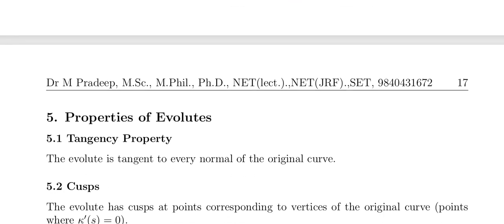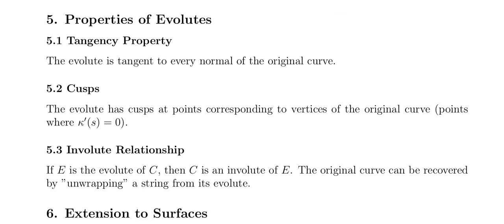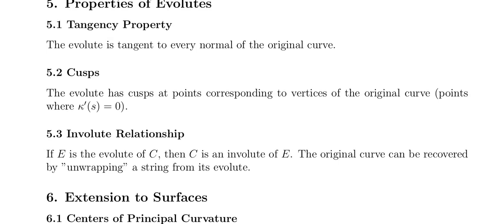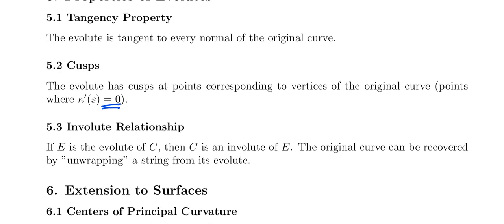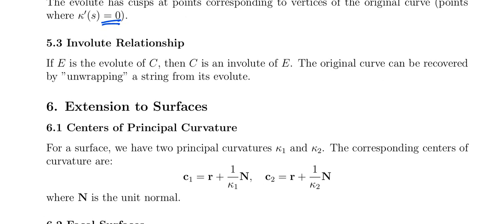And properties of evolute: the tangent property, the evolute is tangent to every normal of the original curve. And the cusp: the evolute has a cusp at points corresponding to the vertices of the original curve, that is, where the derivative of the curvature is 0. The involute relationship: E is the evolute of C, and C is called the involute of E.